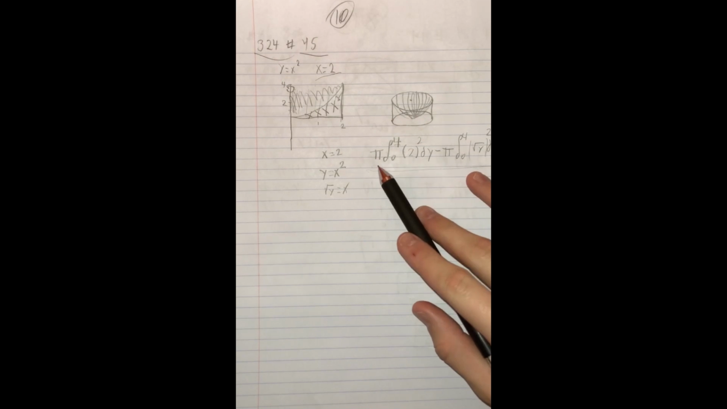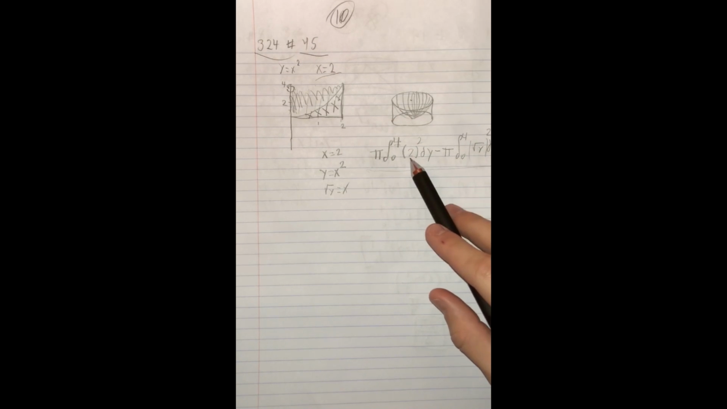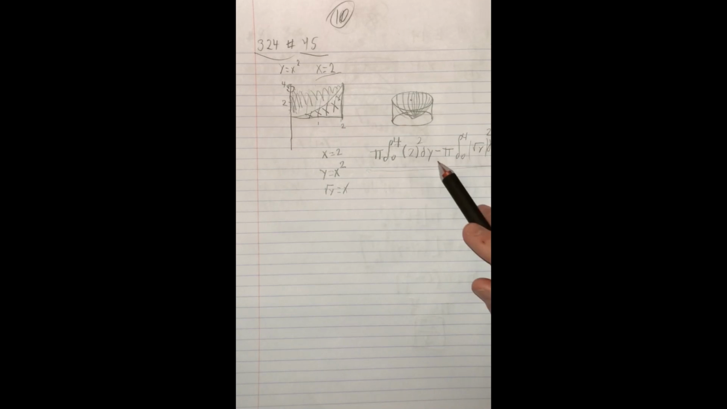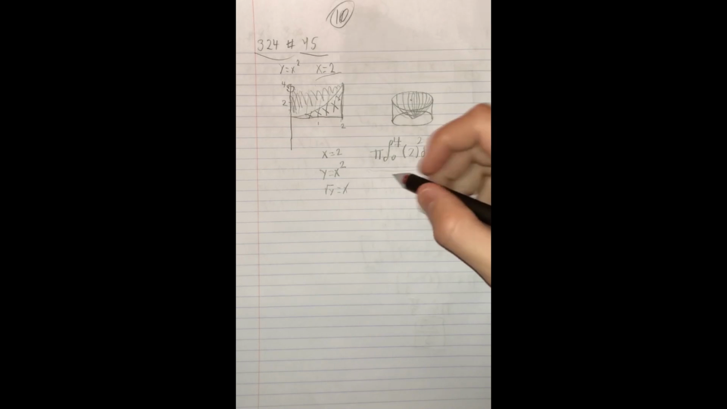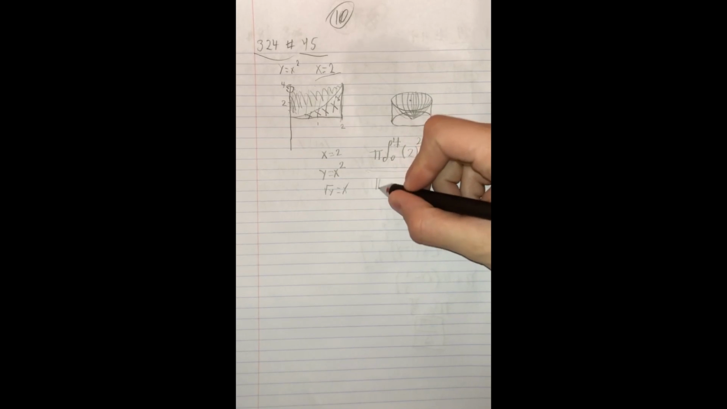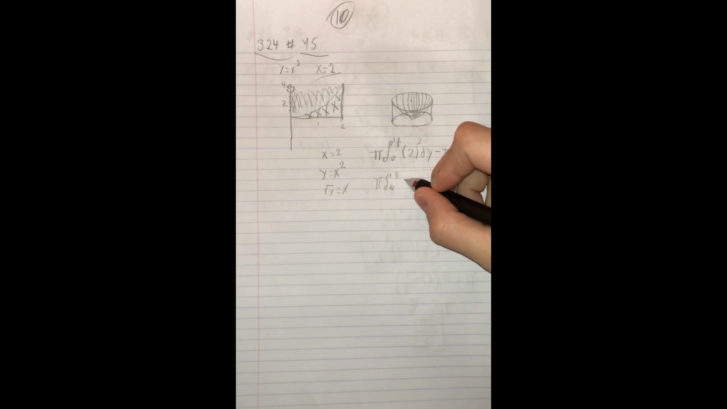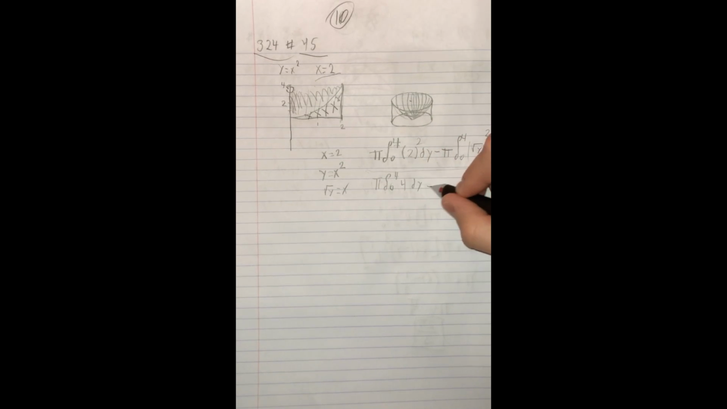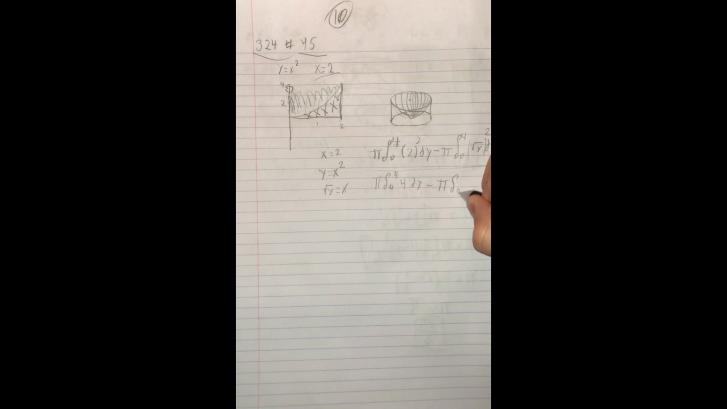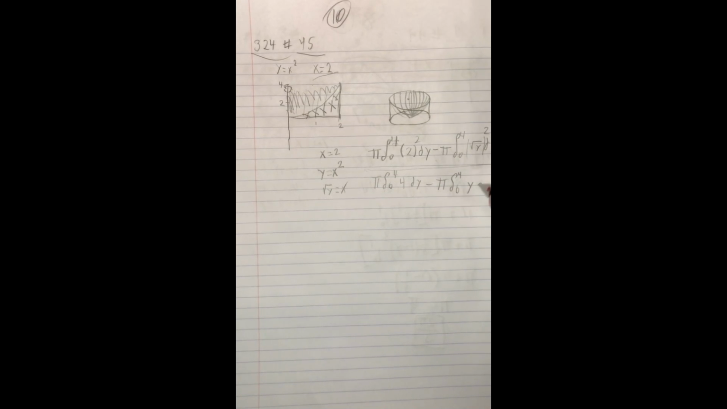You have pi times the integral of your radius squared. Your radius in this case is 2, minus pi times your bounds of your integral of your radius, which is root y squared. Nice little thing happens here. We're going to quickly make this all work out. We're going to have pi times the integral 0 to 4 of 4 dy minus pi times the integral 0 to 4 of y dy.